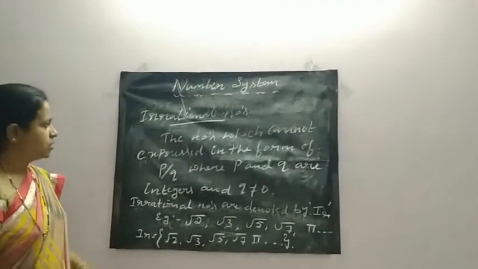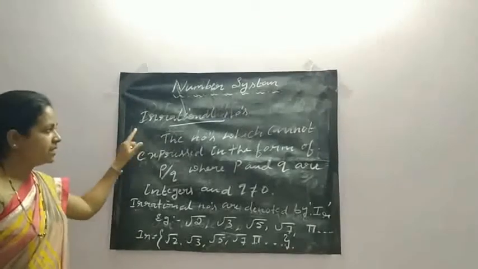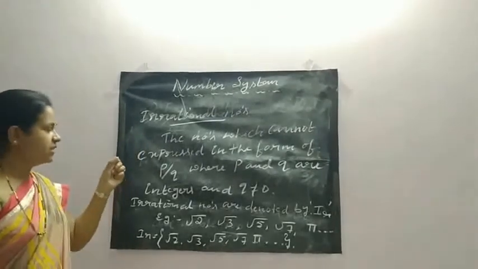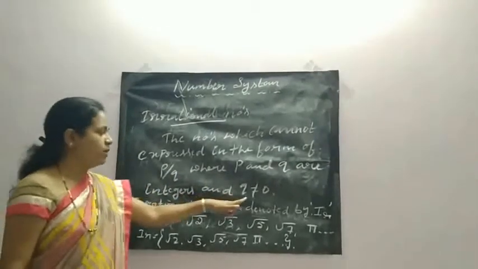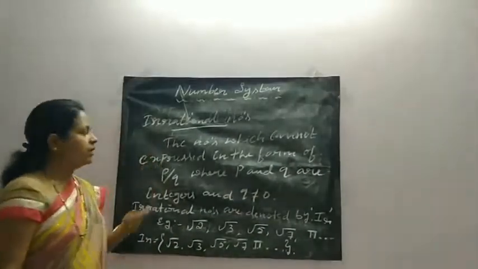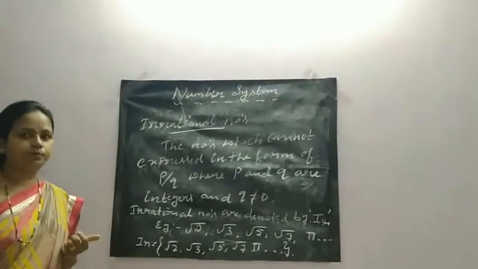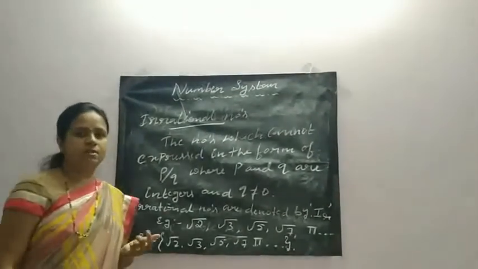Okay. So, I hope you understood the meaning of irrational number, isn't it? So, the numbers which cannot be expressed in the form of P by Q, where P and Q are integers and Q is not equal to 0. So, this is about the irrational numbers, children. Okay. So, now we have learned the meaning of irrational numbers, isn't it?